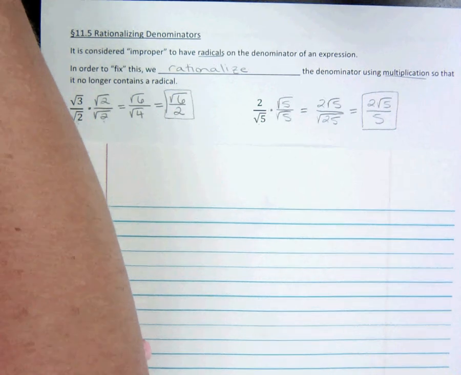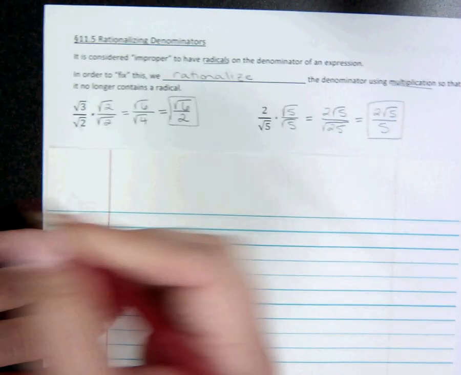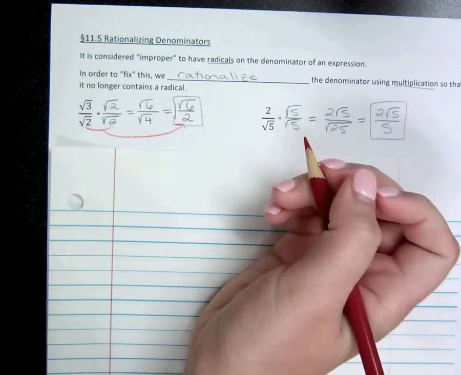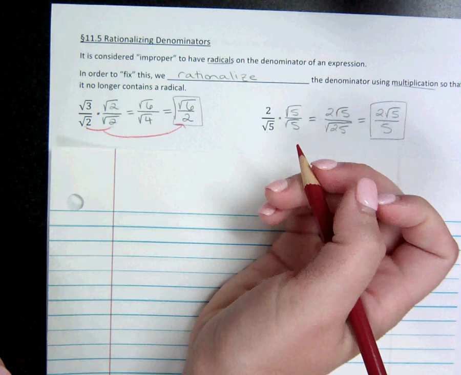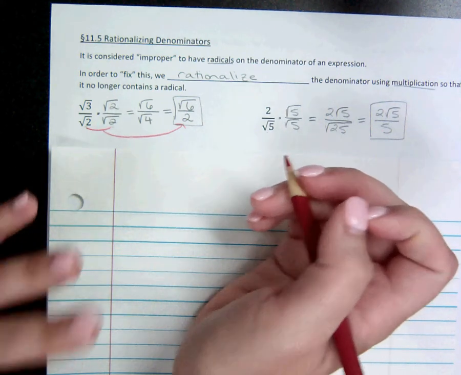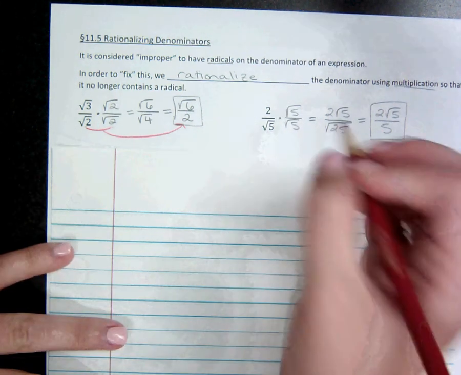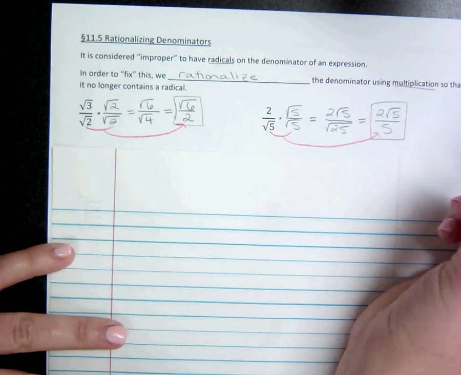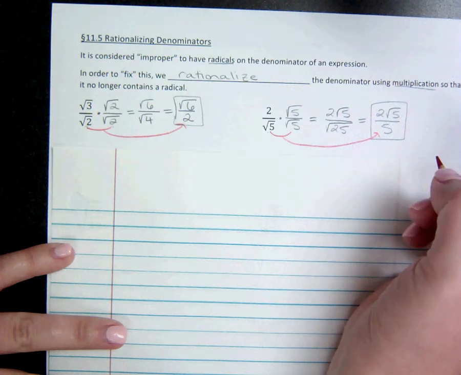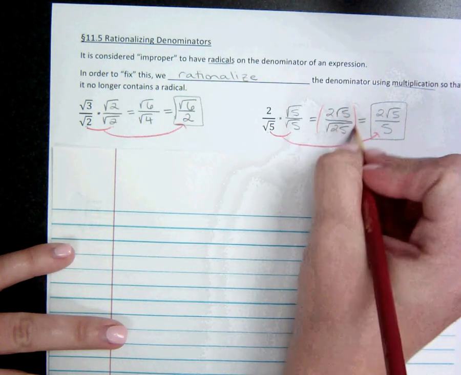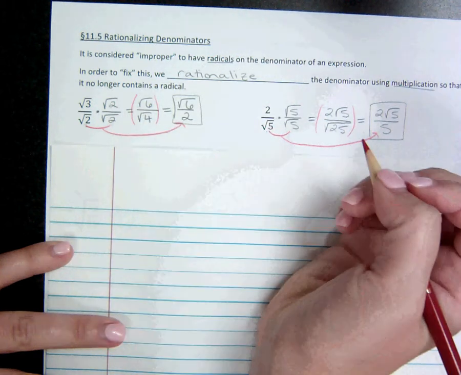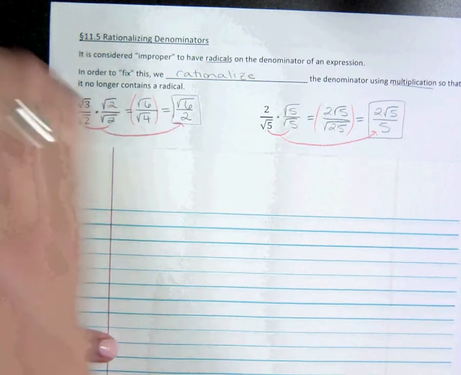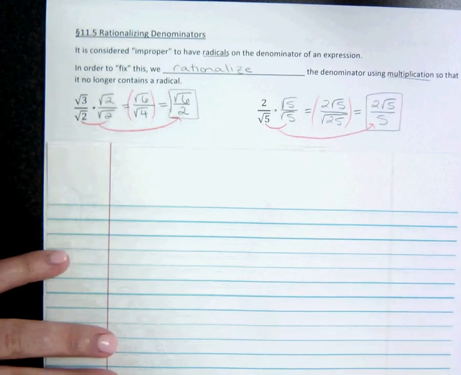What I want you to notice, and it might take you a few more to notice this, is that radical 2 times radical 2 is just 2. The radicals, if they're square roots, kind of cancel each other out. That's not really what's happening, but that's kind of what it looks like. Radical 5 times radical 5 is just 5. So you'll see that a few more times, and hopefully you can start to skip that step and go straight from here to there. If you're not comfortable with that yet, that's okay. See it a few more times and then you can see what I'm talking about.